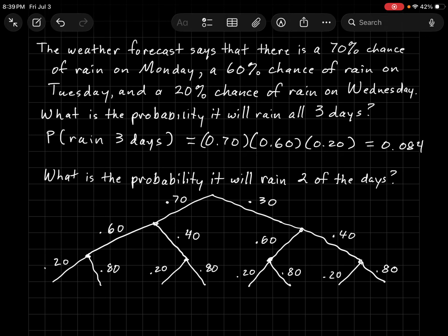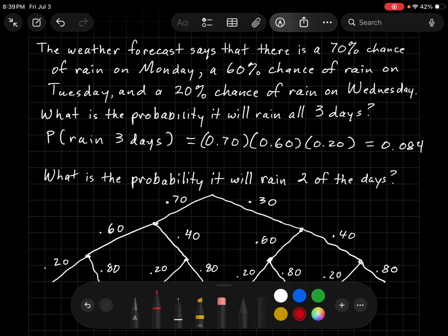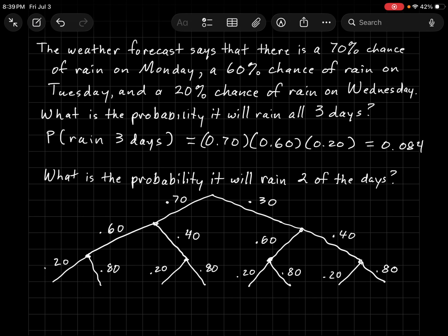Now, let's answer the question, which is, what is the probability that it will rain 2 out of these 3 days? So let's draw colors down these branches. I'm going to put it in red. That are going to represent rain 2 out of the 3 days. Well, this is rain, and then down the right side is no rain. So that represents 2 out of the 3 days. If I had gone rain, rain, and then down the left side, that would have been 3 days, so I don't want that one.